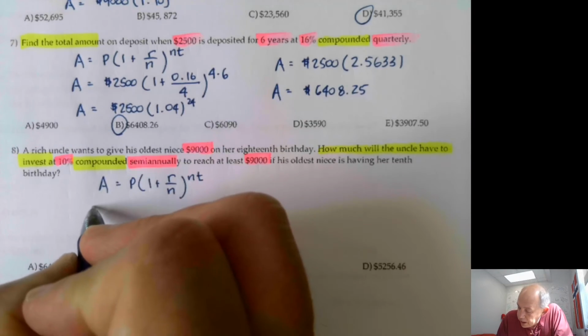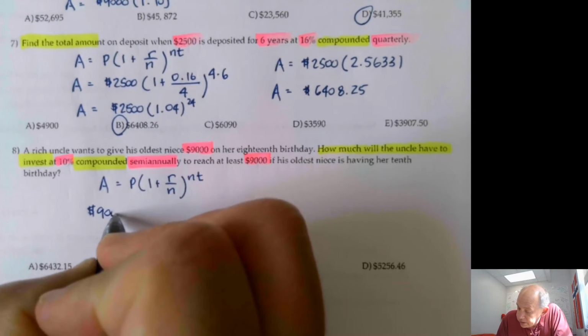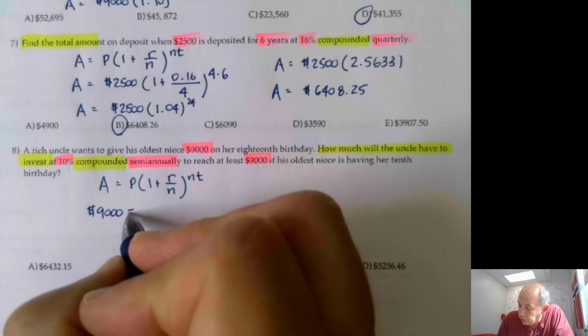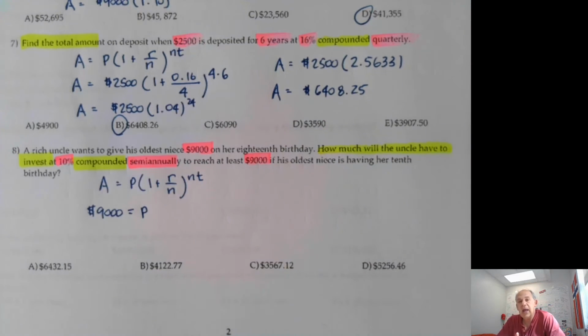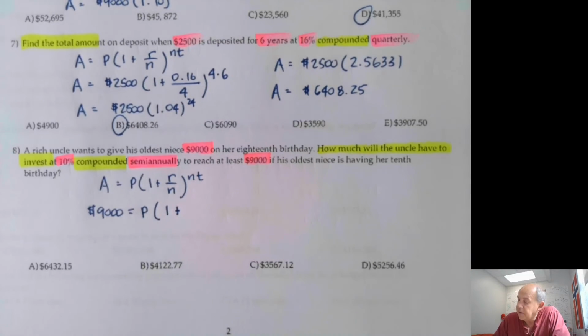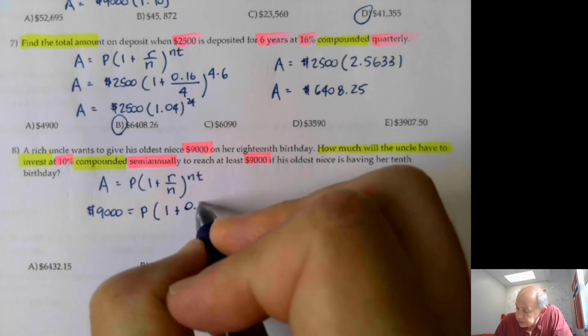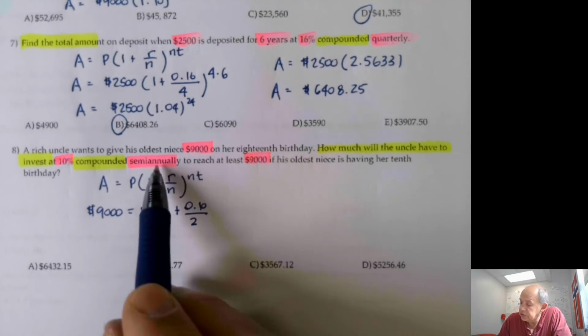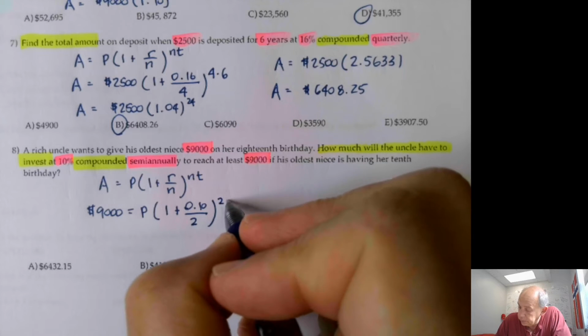The future amount that the uncle wants to give to his niece is $9,000. What this problem is all about is calculating how much this uncle needs to put in the bank today to make that happen. So I'm going to solve this for a present value. The interest rate, again, is 10%. The N is 2 for semi-annual.